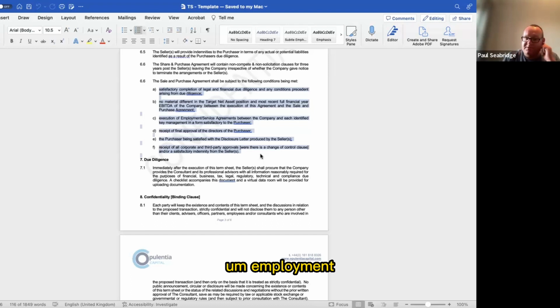Execution of employment service agreements between the company and key management, clearly self-explanatory. Receipt of final approval of the directors of the purchaser. Obviously that will all be provided because we are the purchaser, we'll be the directors of the purchaser, and we'll provide that approval subject to satisfactory due diligence and all of the points mentioned here.